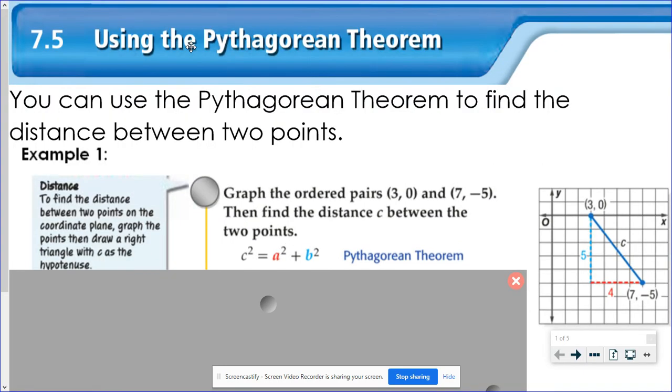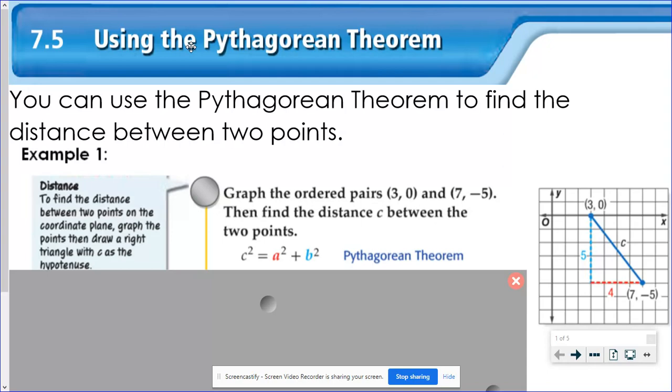Hello again, math students. Today we are going to be using the Pythagorean theorem in a new way. What we're going to be doing today is using the Pythagorean theorem to find the distance between 2 points on a coordinate plane. Now, there's also something called the distance formula that is derived from it, comes from the Pythagorean theorem. We're not going to be learning about that this year, but in geometry you'll use that. And again, it's right from the Pythagorean theorem.